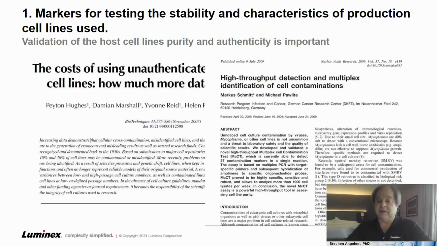The other thing is that you need to check for contamination. This is contamination with any microorganisms, bacteria, yeast, fungi, viruses. You want to make sure your cell line does not have any contaminants and is pure and is the right cell line.